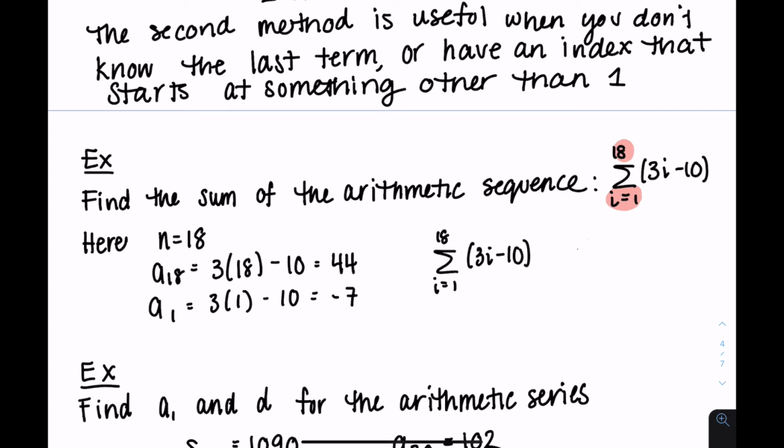So if you want the sum of this arithmetic sequence, it's going to be n over 2 times the sum of the first and last terms. So this will equal 333. So you can see it's going to be very tedious if you go through and try to do this by hand.